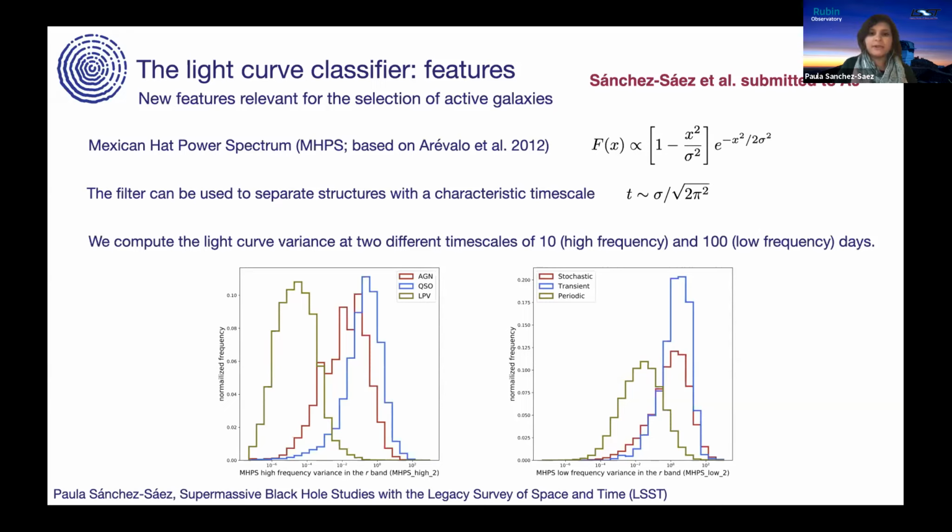In previous work, we have found that long period variables can be one of the main contaminants in the selection of AGNs. So it's very important to have features that are good to separate them. And in this case, when you see the variability at short time scales, long period variables don't show much variability, but at long time scales, they can have very large variability amplitudes. So using these features, we can separate these populations. And they are also very useful to separate stochastic, transient, and periodic sources.